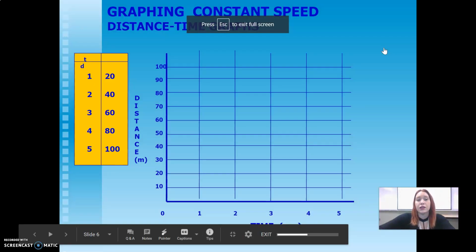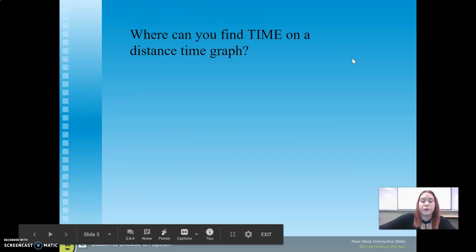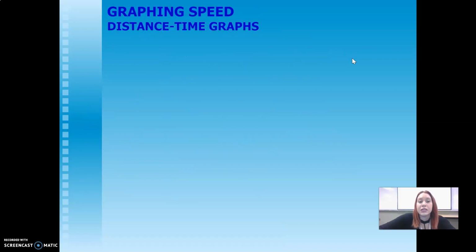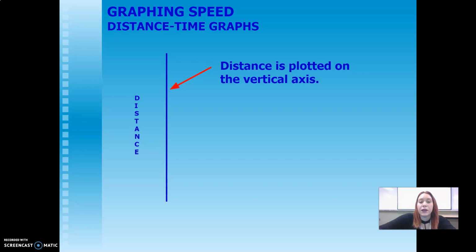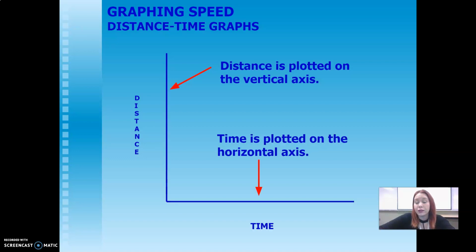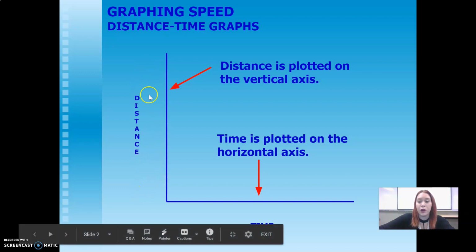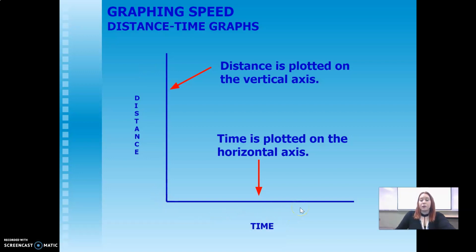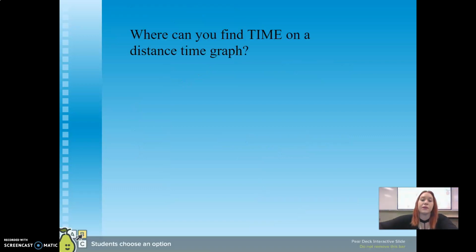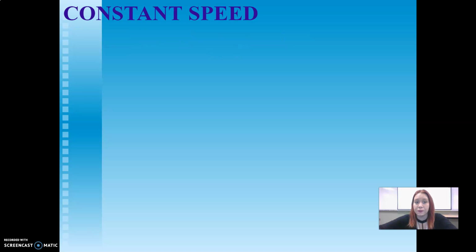the presentation with you guys. So, graphing speed. When we're talking about a distance time graph, we call it a distance time graph because it has distance on our y-axis, y to the sky, y is going up and down, and then it has time on the x-axis. Time will always be on the horizontal x-axis. So where can you find time on your distance time graph? You can find it on the x-axis.